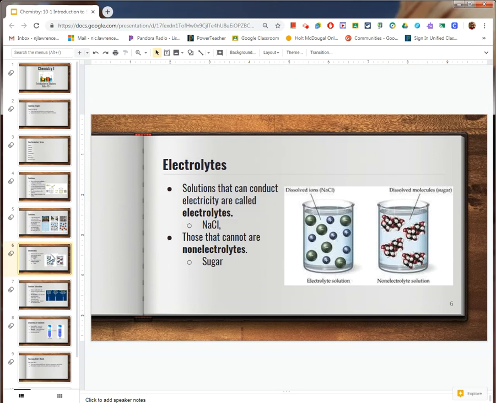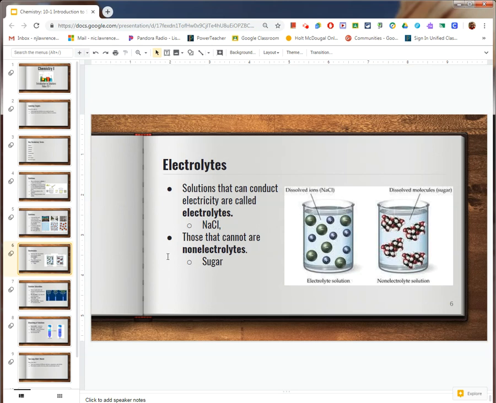As we continue to move on, another major kind of solution is electrolytes. Electrolytes are famous because you hear about them with Gatorade and Powerade. Electrolytes are solutions that have the ability to conduct electricity. And how they are defined is by being a solution that has ions, positive and negative charged ions, floating around in that solution. So salt water is a major example of an electrolyte.